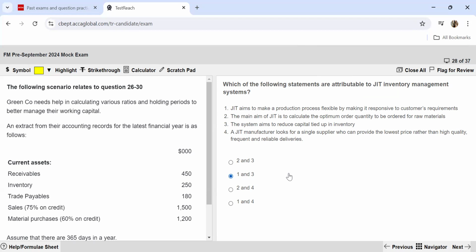Let's read statement 4 also. A JIT manufacturer looks for a single supplier who can provide the lowest price rather than high quality, frequent and reliable deliveries. They do not want the lowest price, they want the highest quality because they're already going to order just in time. They're already going to place their order late. So they want the quality to be guaranteed, because if you get defective materials and the order you have to give it at the earliest, then you have to again reorder. They do not want that. So that is why option 4 is incorrect.